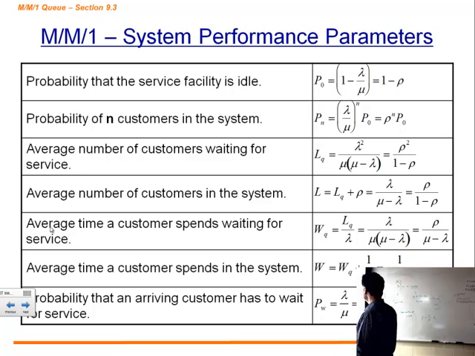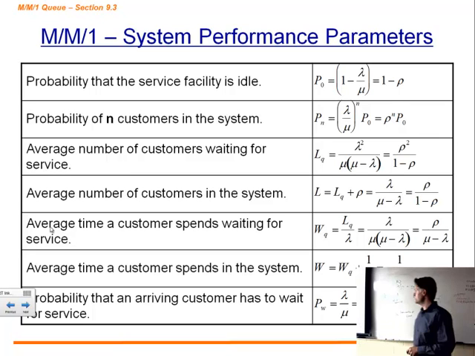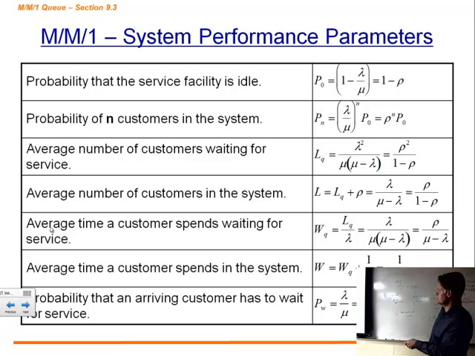All right, W, this is the average time a customer spends in the system, in the entire system. So that W is the average waiting time plus the average service time, which is 1 over mu, and we already said that over here. So the total amount of time the customer spends in the system, including waiting and being served, is going to be WQ, the average waiting time, plus the average service time, which is 1 over mu. And you can simplify this to being 1 over mu minus lambda, instead of rho over mu minus lambda. So this is slightly bigger than this.